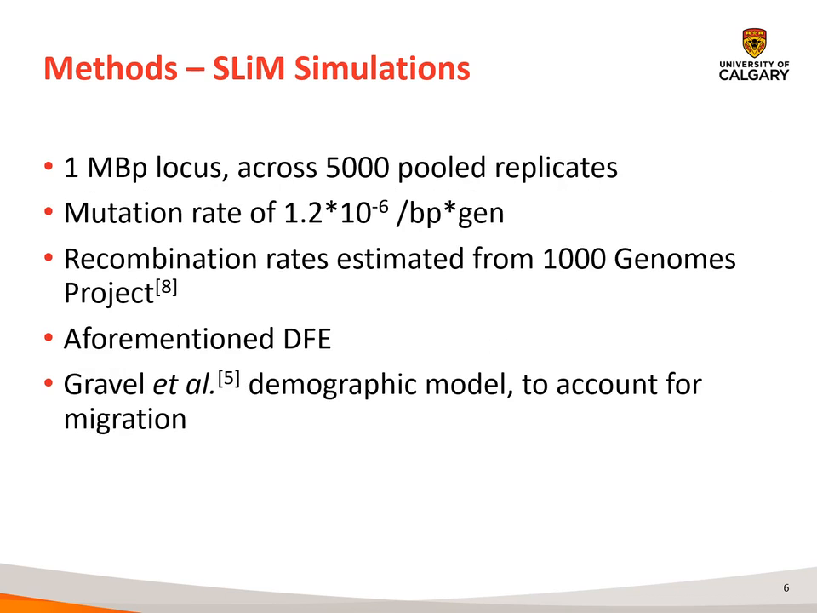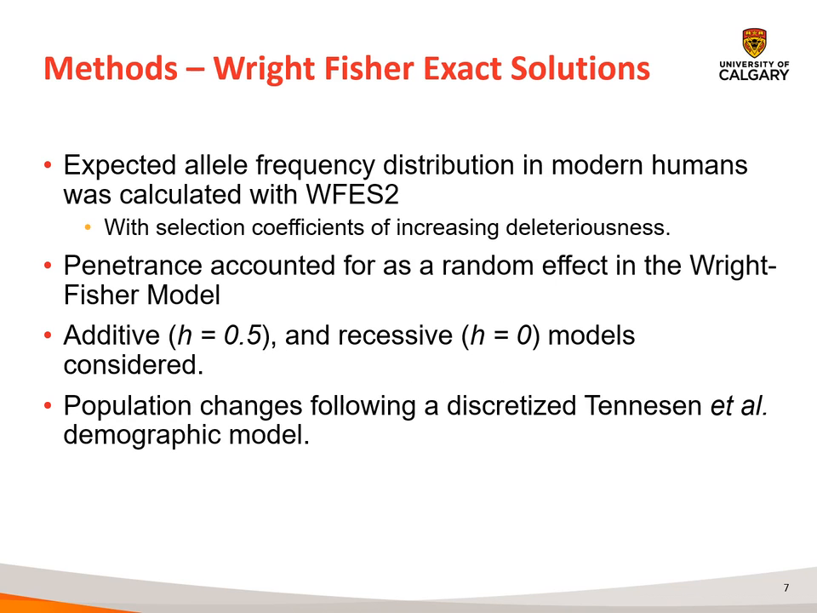Our first approach was using SLiM to simulate a 1 megabase locus across 5,000 replicates for 4 different recombination rates, incorporating the previously discussed models. Secondly, we then calculate the expected allele frequency distribution in modern humans with the Wright-Fisher exact solver developed by Dr. Ivan Krukov in our lab. Here we address the effect of penetrance by introducing it as a random effect in the Wright-Fisher model. Additionally, we consider both additive and recessive fitness models while simulating population changes through a discretized model of human demography.